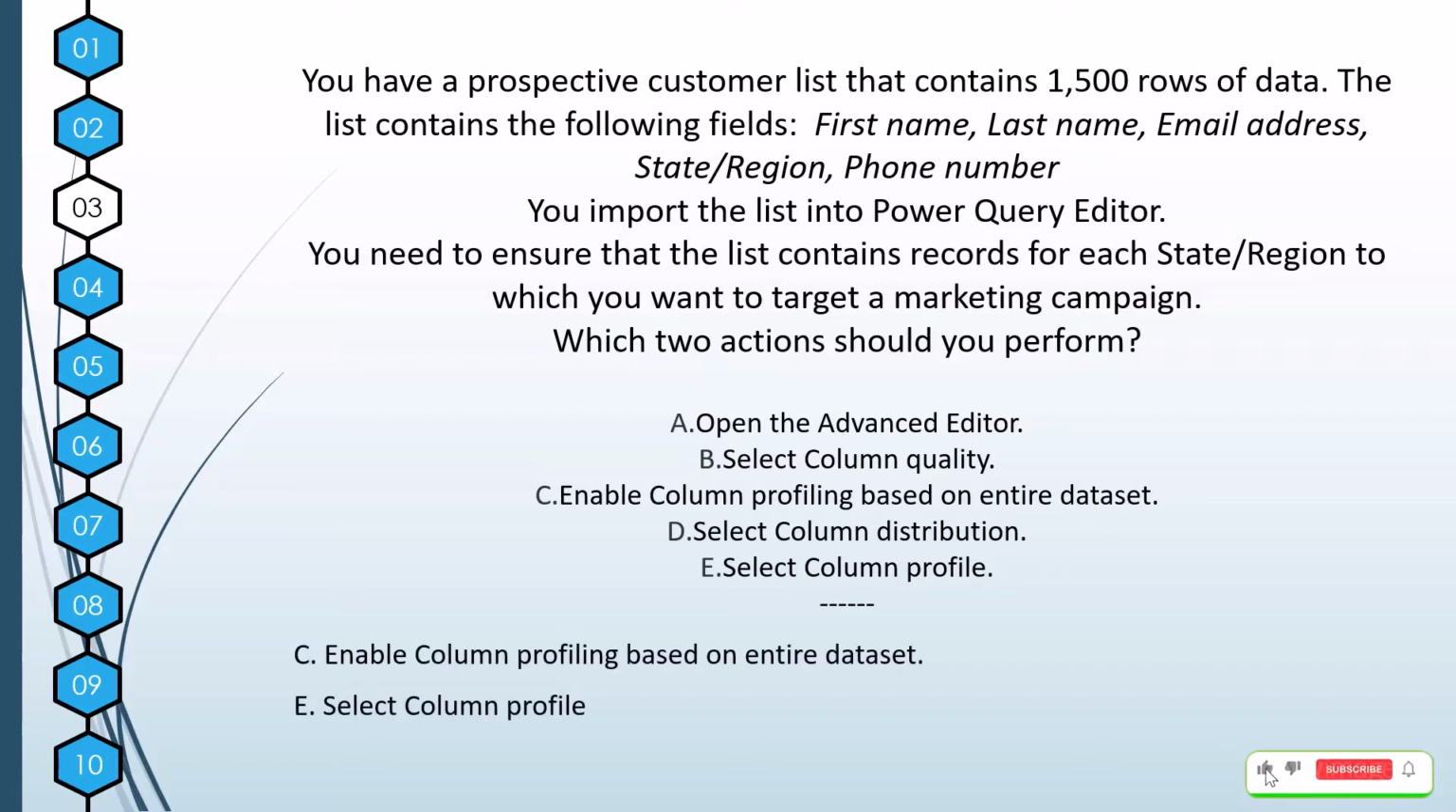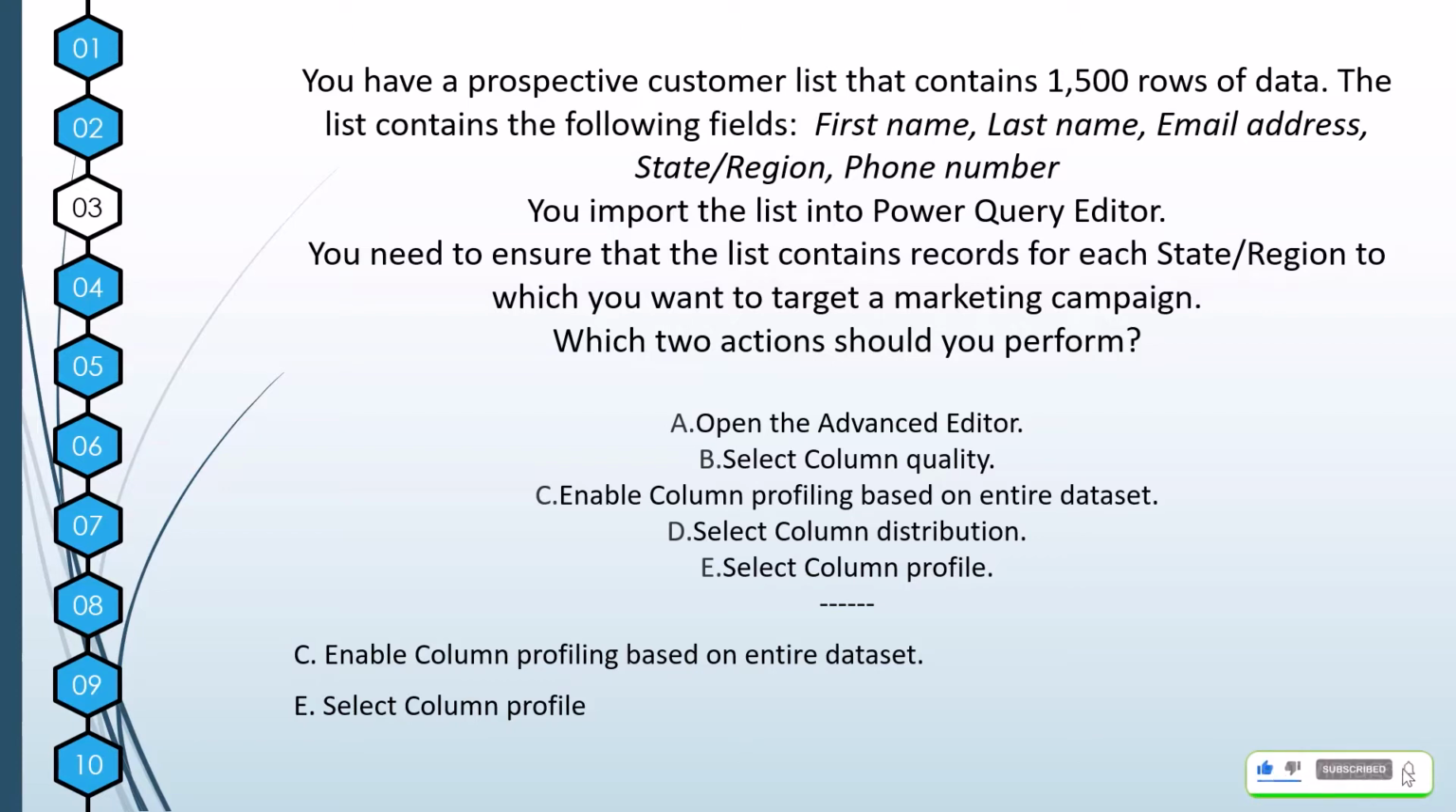You have a prospective customer list that contains 1,500 rows of data. The list contains the following fields: first name, last name, email address, state/region, phone number. You import the list into Power Query Editor. You need to ensure that the list contains records for each state/region to which you want to target a marketing campaign. Which two actions should you perform?